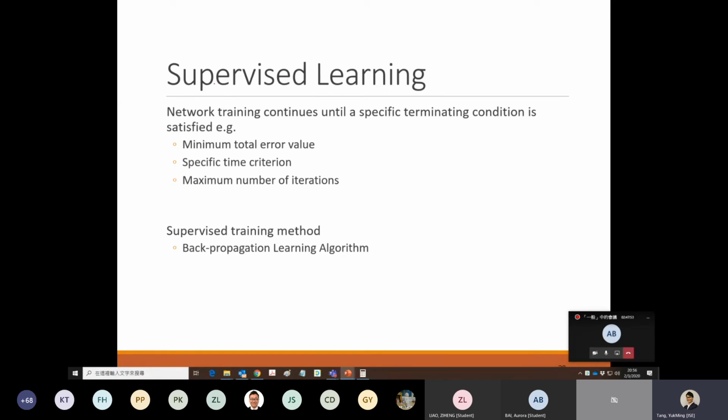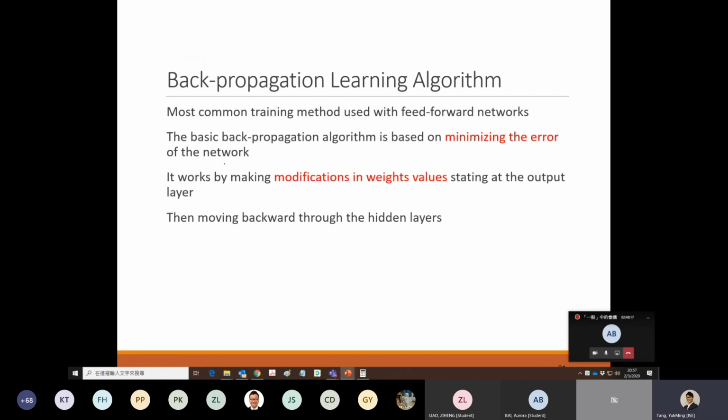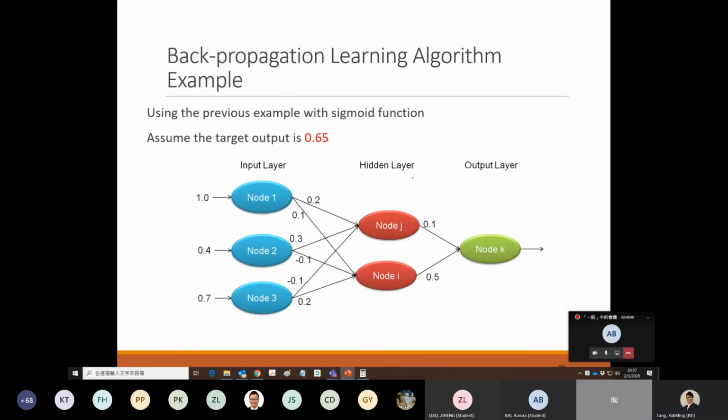In order to perform supervised learning, one of the major approaches is using the backpropagation learning algorithm. In this backpropagation learning algorithm, we calculate the error of the network, and we want to minimize the error of the network. After minimizing the error, we can modify the weight values. So these are the weights, and by applying the backpropagation learning algorithm, we can modify these weightings.